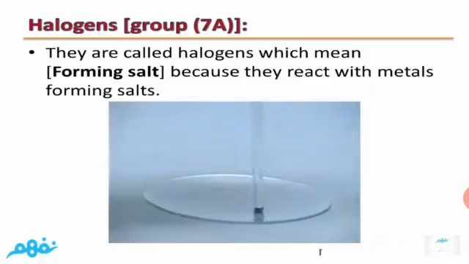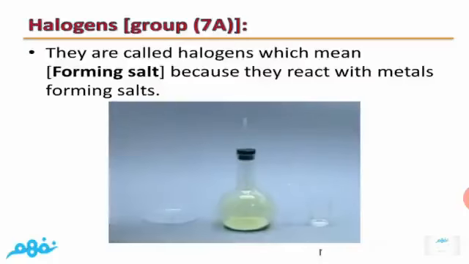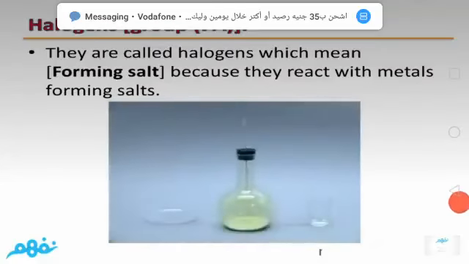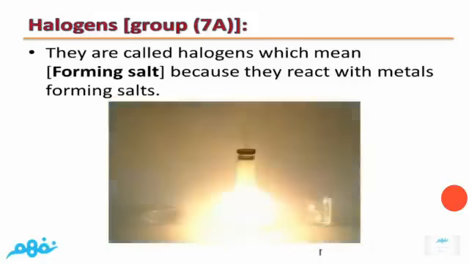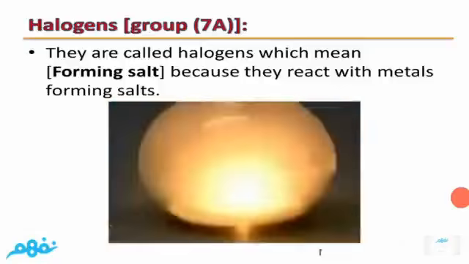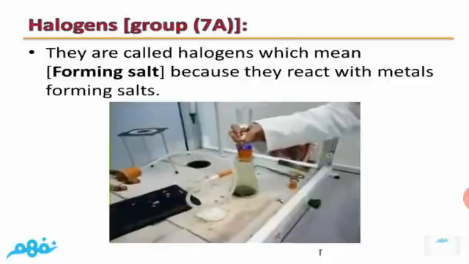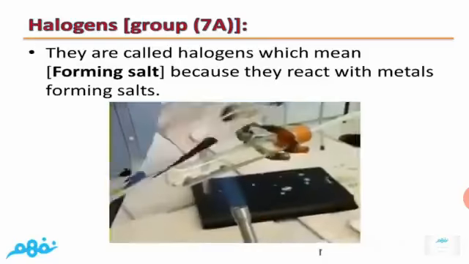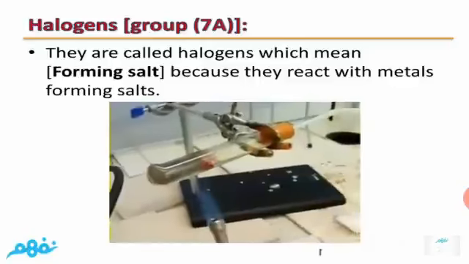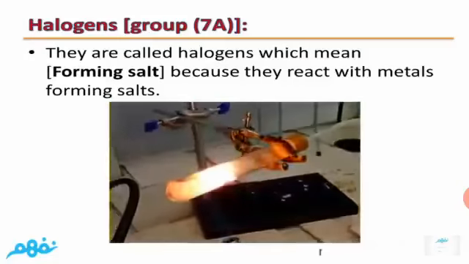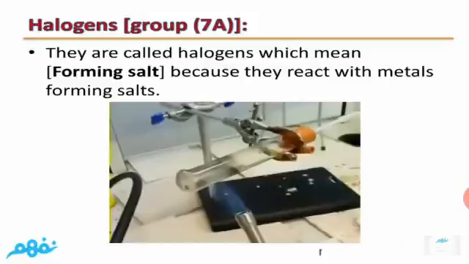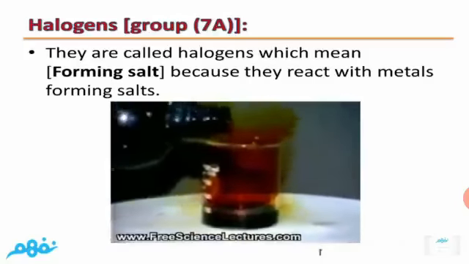They are called halogens, which means forming salts. That's because they react with metals forming salt, such as the following experiment, which explains the reaction between sodium Na and chlorine Cl to produce sodium chloride NaCl, or table salt. Another method to make this reaction is by passing chlorine gas through sodium to produce sodium chloride, which is table salt. Metal and non-metal producing salts.